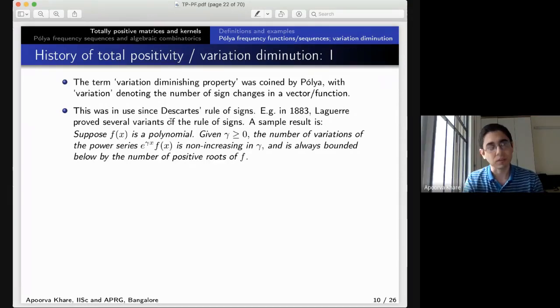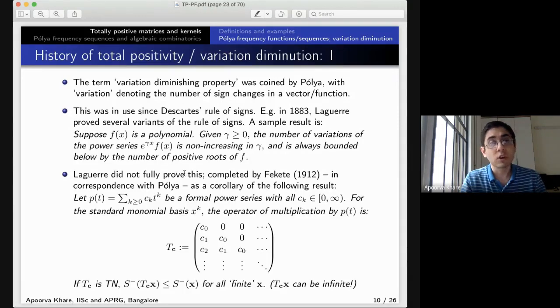That was what Laguerre wrote down in his paper. You can also show a lower bound, which is the number of positive roots, which is actually Descartes' rule of signs. Descartes' rule of signs says just the gamma equal to 0 result here. But Laguerre says that you can refine this for every gamma in between, every gamma positive. Laguerre did not fully prove this, it seems, and Fekete, in his correspondence with Polya, which was published in 1912, remarks that he can prove this result using the following theorem. And here is his theorem. Take any formal power series with non-negative coefficients.